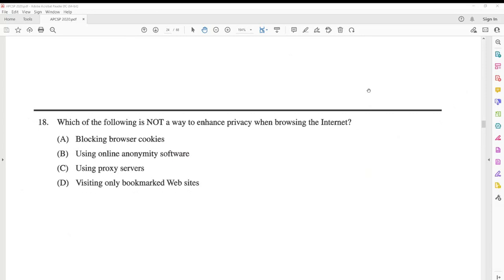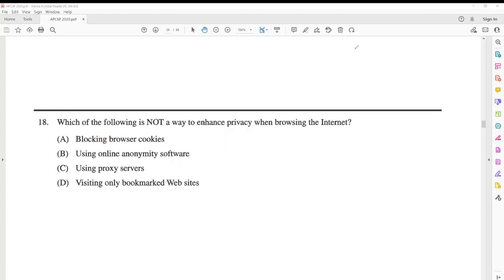Number 18, which of the following is not a way to enhance privacy when browsing the internet? Which one does not enhance privacy? Blocking cookies, wait, cookies are good for you, so this one is probably not. Using online anonymity software, yes. Using a proxy server, yes. Visiting only bookmarked websites. Cookies may sometimes do that.